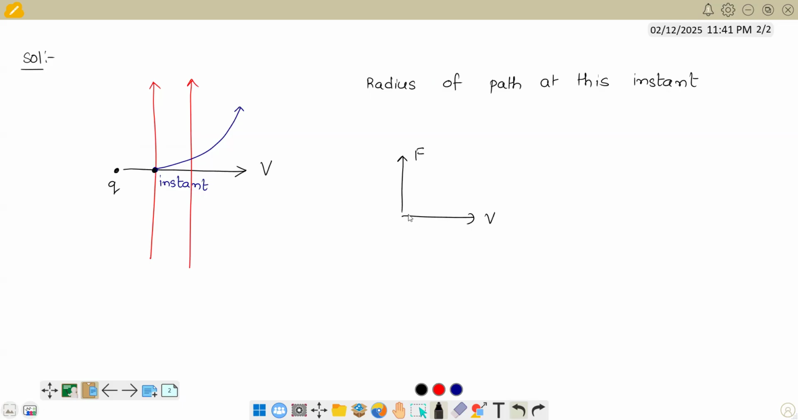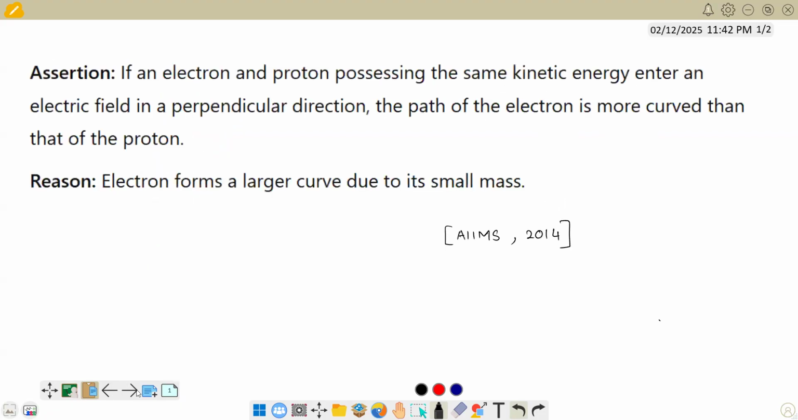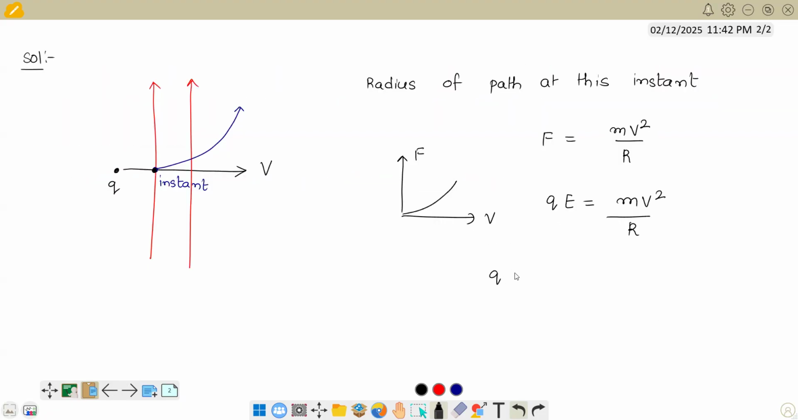Both are perpendicular to each other, so we can say this force is like a centripetal force, and we know centripetal force is equal to m v square by r, where r is the radius of the curved path at that instant. So this can be written as qE equals m v square by r. Now we have to bring kinetic energy into this equation because he is talking about same kinetic energy. So I can write qE is equal to half m v square, the kinetic energy, which gives 2 times the kinetic energy divided by r. So finally the radius is equal to 2 times the kinetic energy divided by qE.